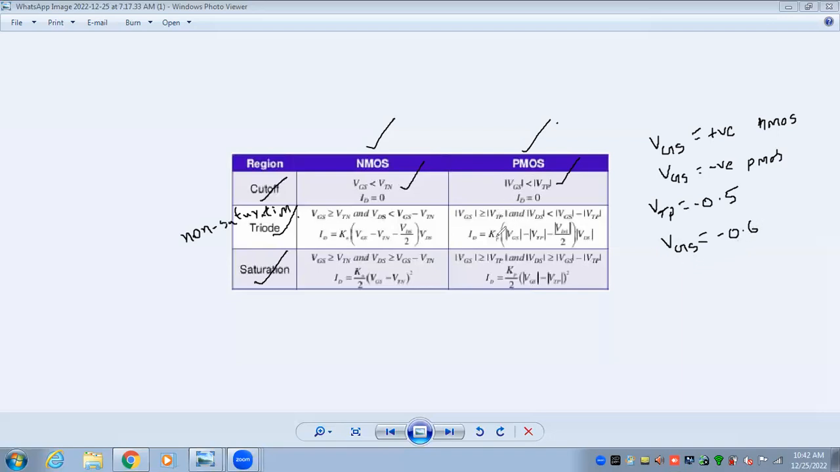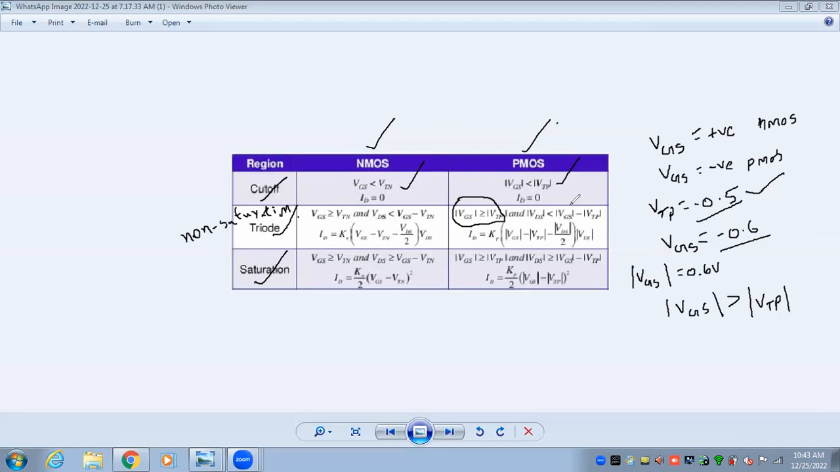So if you consider the condition of the linear region or non-saturation region, here the mod is taken. So mod VGS is going to be plus 0.6 volts, and mod VTP is going to be plus 0.5. That means mod VGS is 0.6, which is greater than mod VTP. So once this is applied, VGS is more negative than the required threshold voltage of minus 0.5.